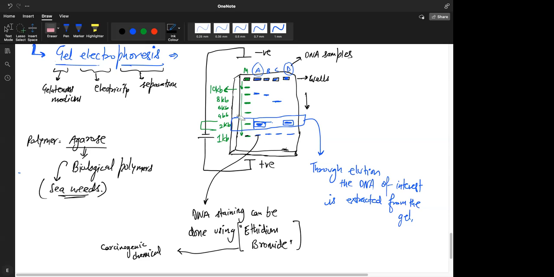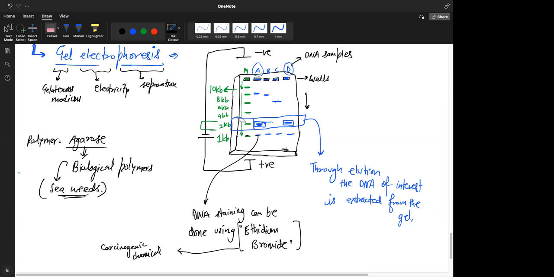You use the wrong ladder, in which case you will not be able to identify which band is your gene of interest. Anything can go wrong. So that's where scientists have to be responsible. You have to do it multiple times to know for sure that what you did is correct. It's not like you did something once, you got something and you are like, okay, great.